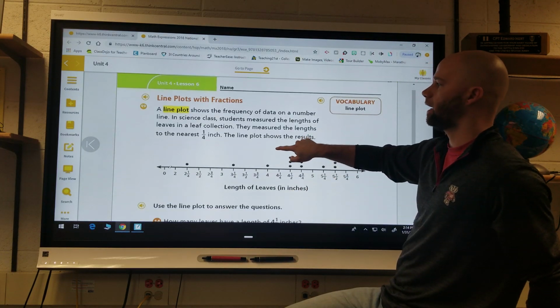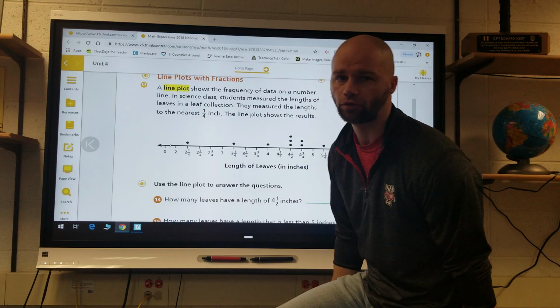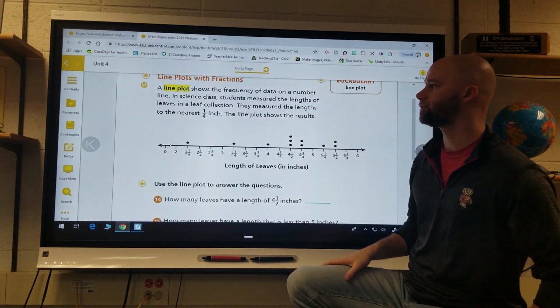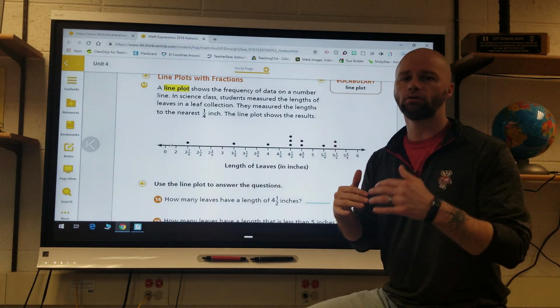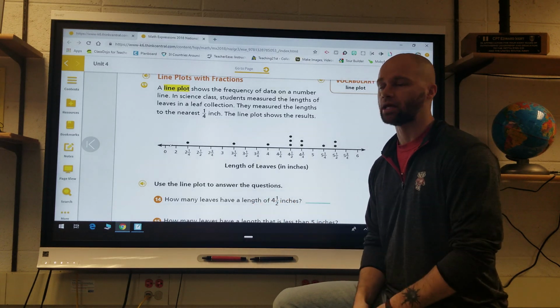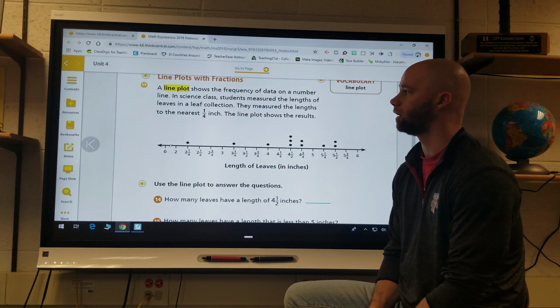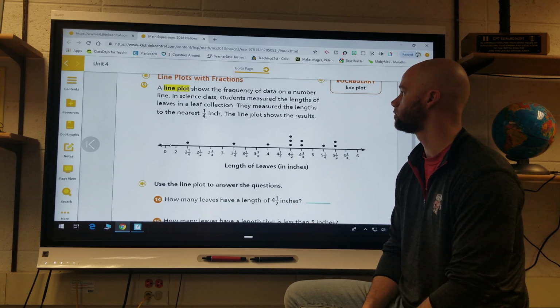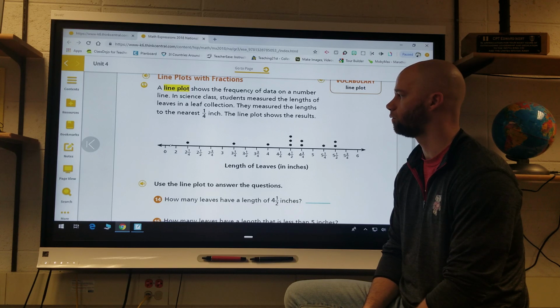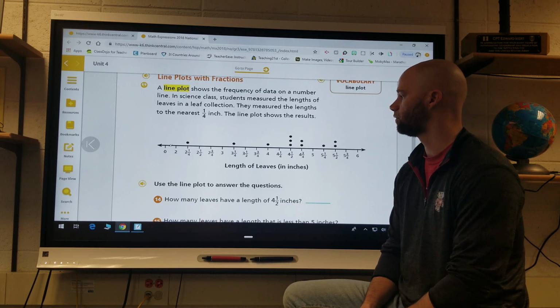All right, line plots. So a line plot shows frequency or how often something occurs. So it's kind of like a table, or not even kind of, it is a table. And it shows the frequency of data on a number line. So in science class, students measured the lengths of leaves in a leaf collection. They measured the lengths to the nearest 1/4 inch. The line plot shows the results.